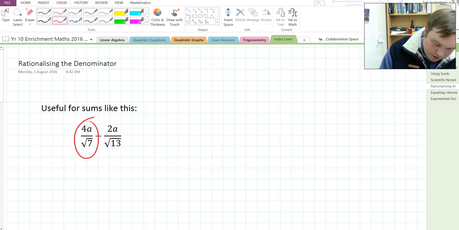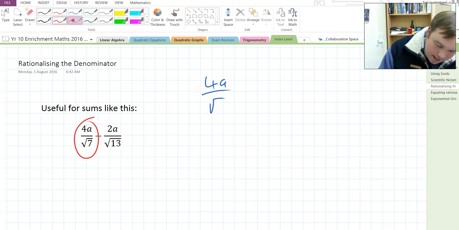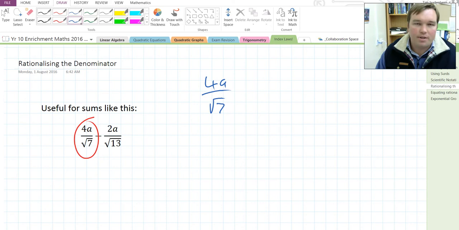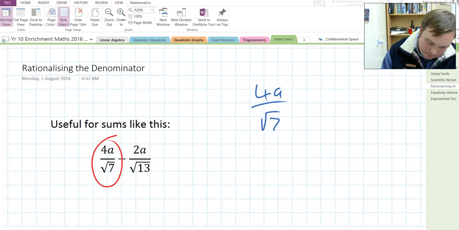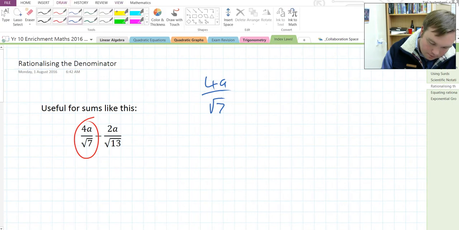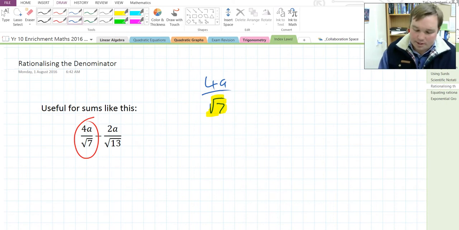Looking at this portion here of that example, 4a over root 7. The a is a constant. We can essentially ignore it in terms of rationalizing the denominator. What we want to look at is the root 7. Now, root 7 is irrational. Just remembering that there are two types of numbers, broadly speaking. There are rational and irrational.